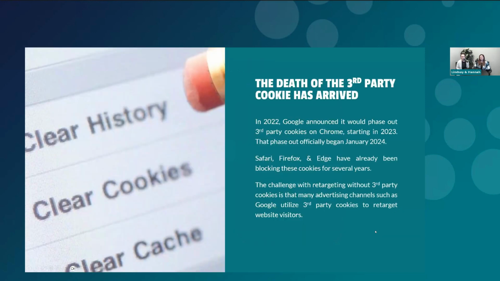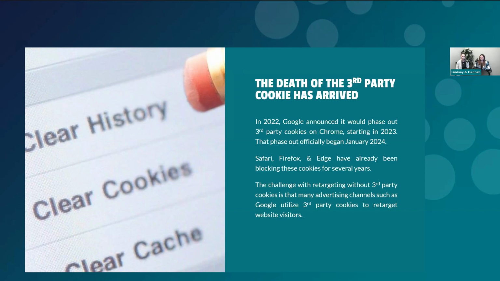So what is happening to the third-party cookie? I'm sure you've heard about this for many years, the death of the third-party cookie. Well, it has officially arrived. To give a little bit of background, back in 2022, Google first announced it would be phasing out third-party cookies on Google Chrome. They said they were going to start this process in 2023. So it has been talked about for a few years, and we've all been preparing for it probably. And that phase out has officially begun this year.